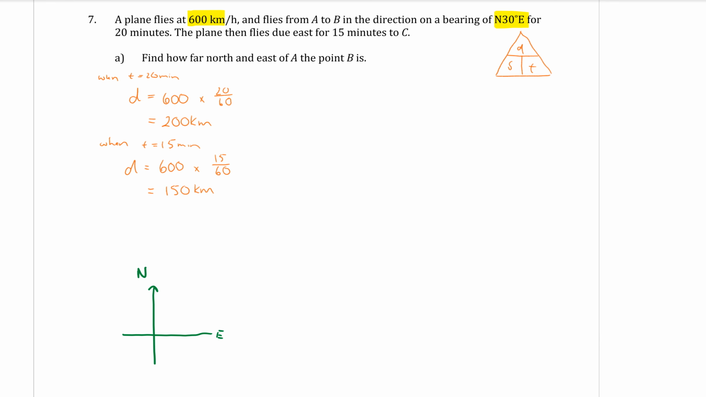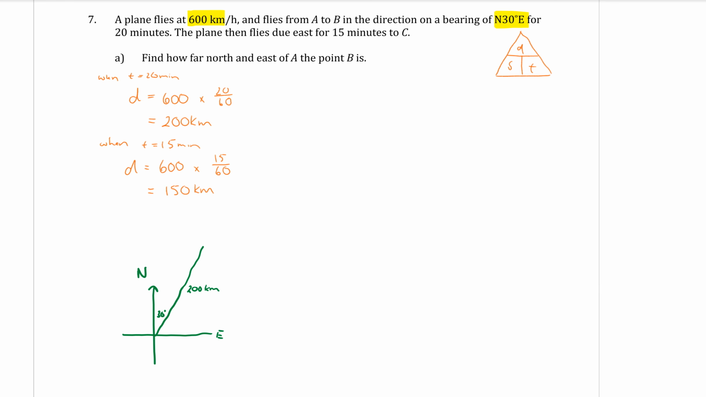North 30 degrees, so there's my 30 degrees towards the east. And I'm going to make this a bit bigger because I don't want my diagram too squished here. That is for 200 kilometers, because that's what we worked out. That 20 minutes was a distance of 200 kilometers.